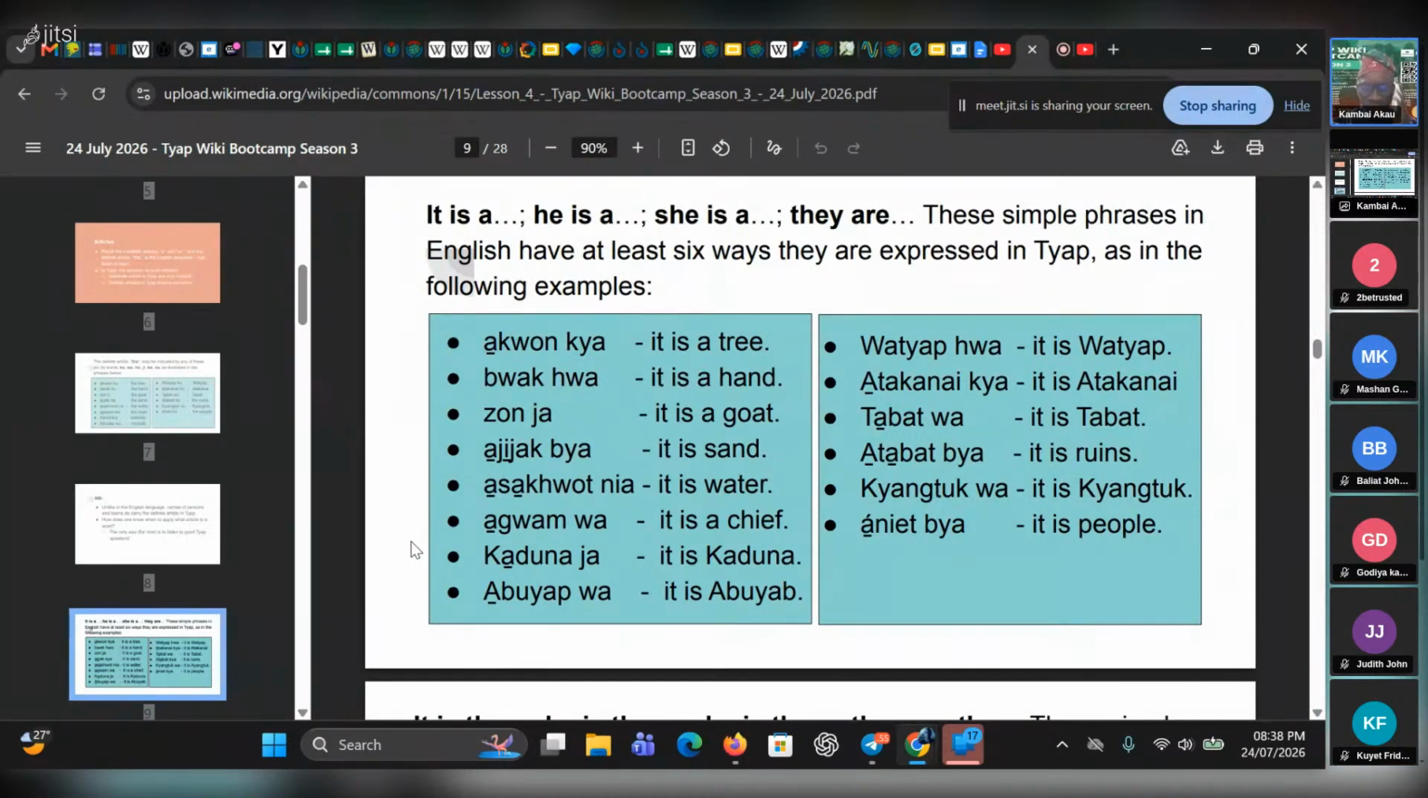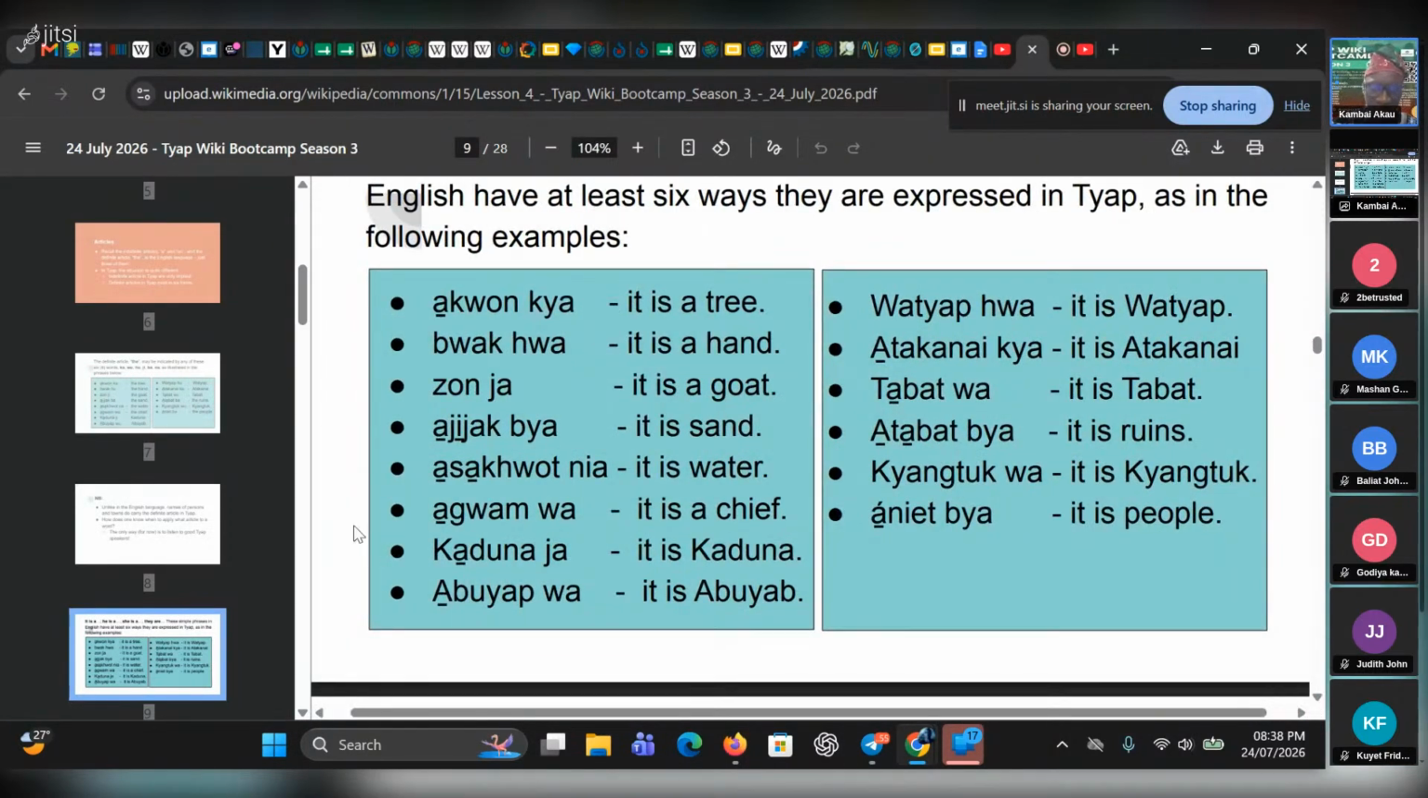So you do that for all the words in Tiap language. We only have six of them. Abuyabu, Abuyapua, Watiabu, Watiapua, Atakanaika, Atakanaikya, Tabadu, Tabadwa, Atabadba, Atabadbia, Kyantugu, Kyantugwa, and Anyedba, Anyedbia. It is people. You can say it is a people, well, but it is people. Maybe you are just pointing out the people who did this. Kyantugwa, it is Kyantugwa, not it is a Kyantugwa, because Kyantugu is not an object.